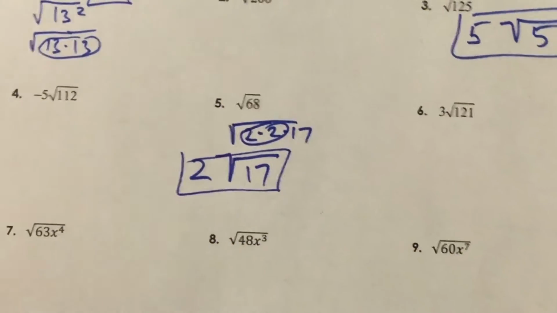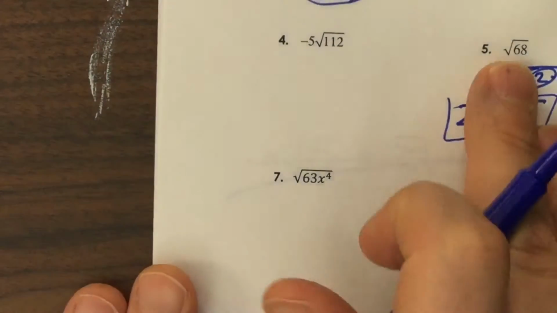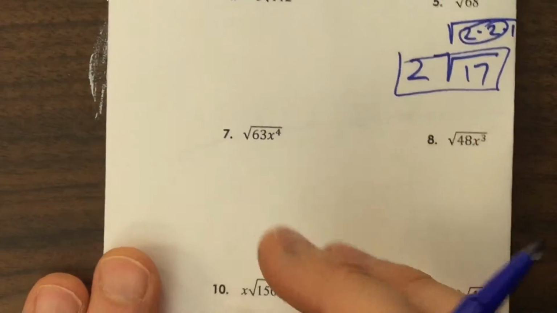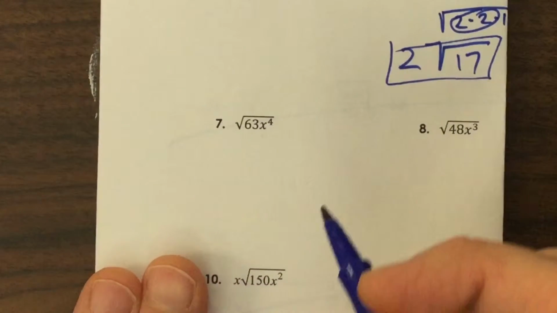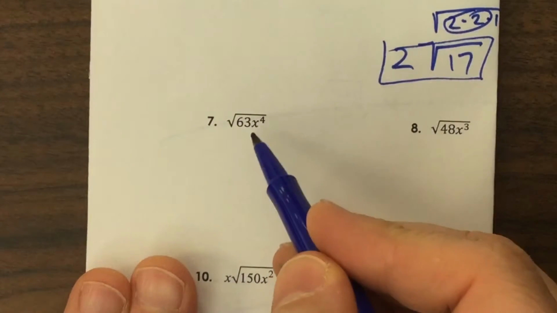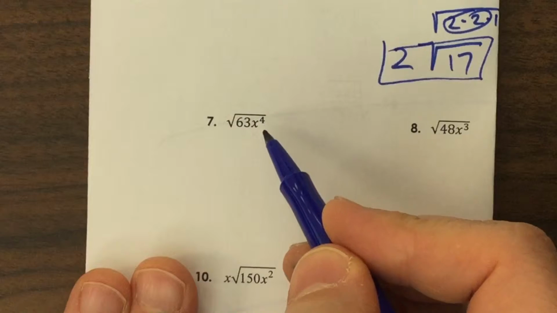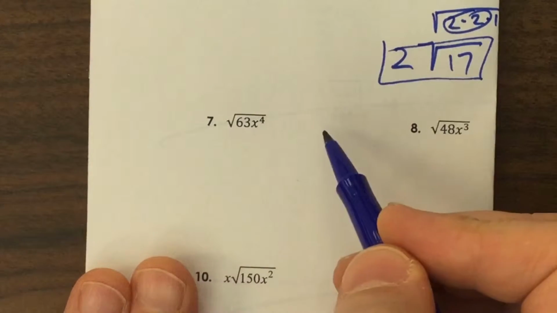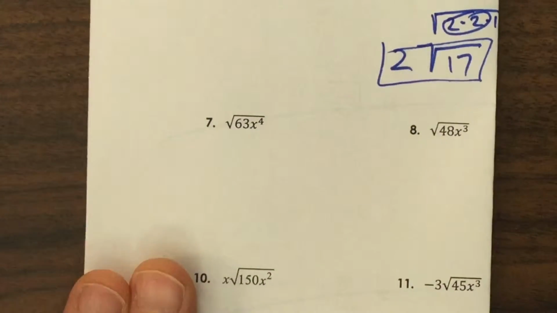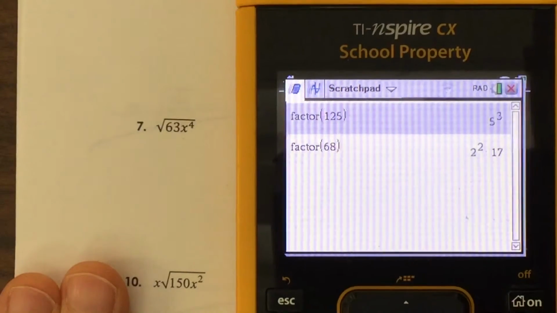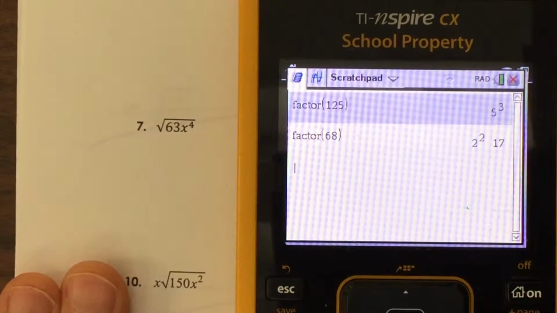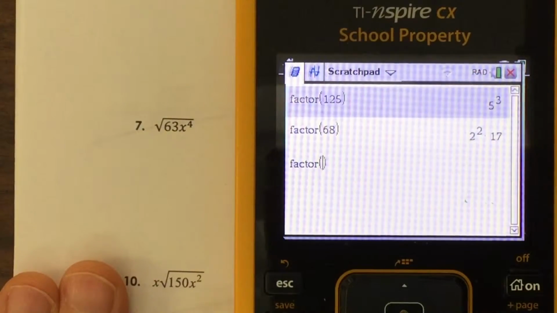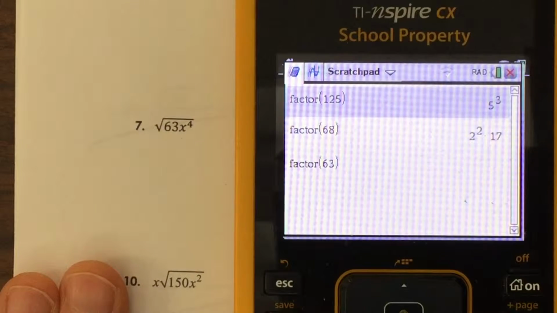Okay, let's check out number 7. Number 7 is the first one on this paper where we have variables. And it looks scarier or harder. It's really not. We're going to do it the exact same way. That x to the 4th power just means we have four x's on the inside of the radical. So first of all, I'm just going to put in my factor of 63. Okay, factor of 63, push enter.